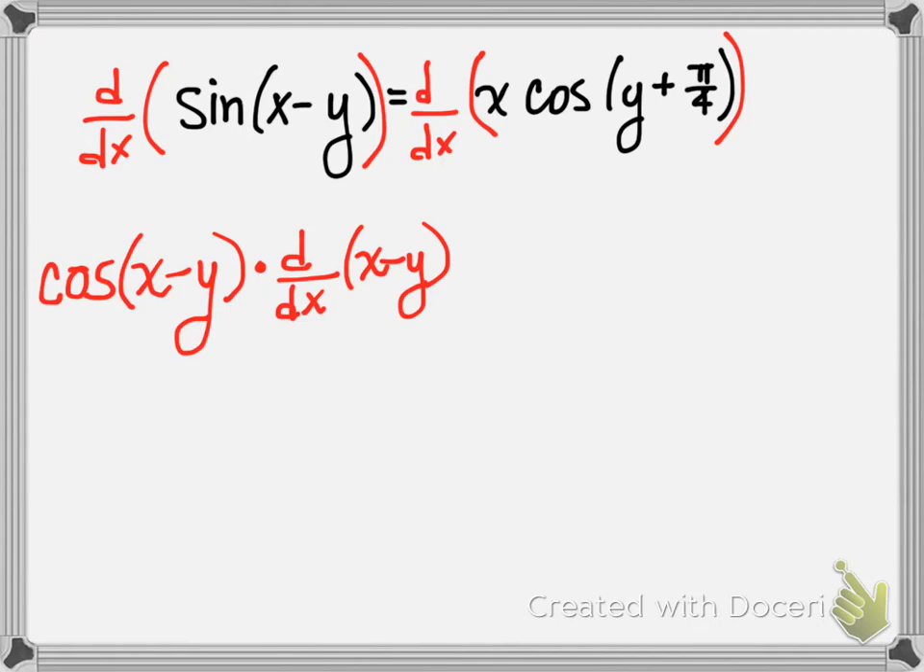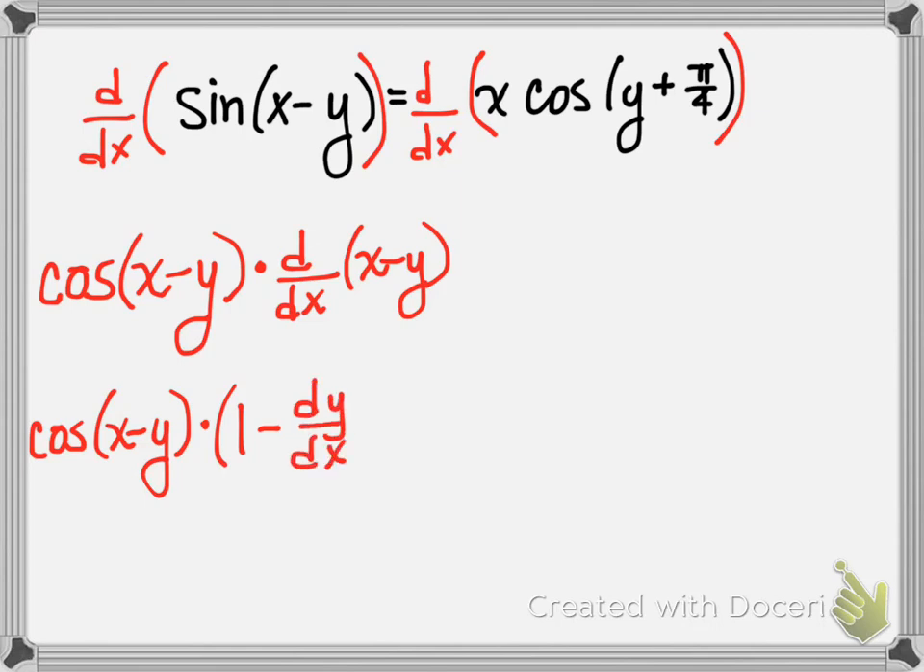Okay, so that is cosine of x minus y times, now the derivative of x with respect to x is 1, minus the derivative of y with respect to x. Well, that's actually what we're looking for. We want to figure out what that is. So right now I'm just going to write dy dx. And that's our derivative of the left side with respect to x.